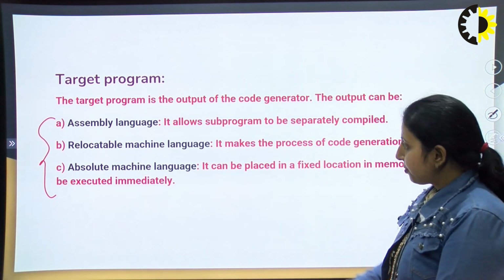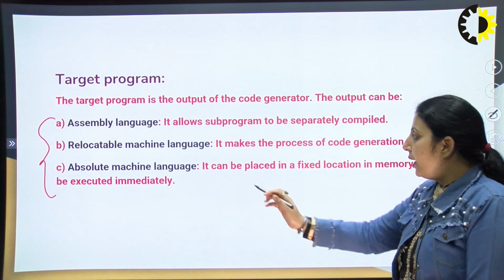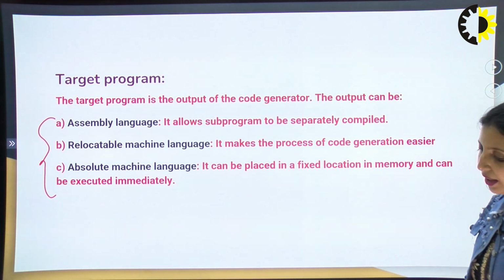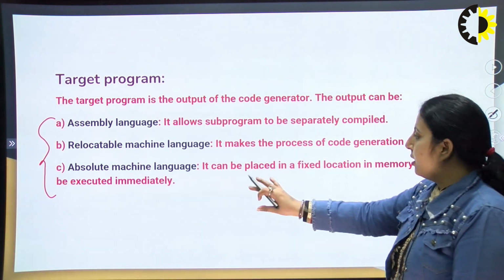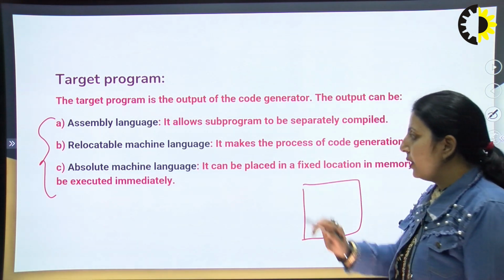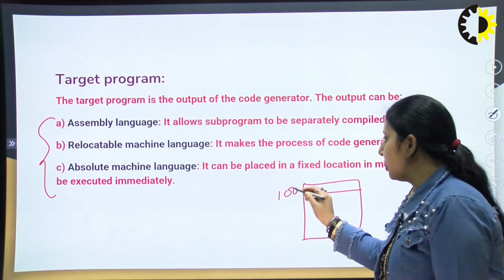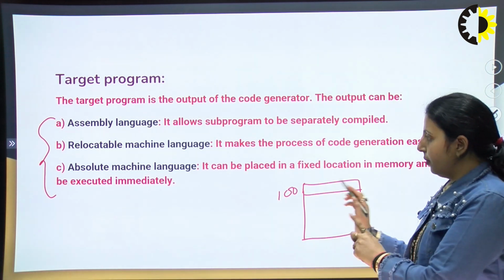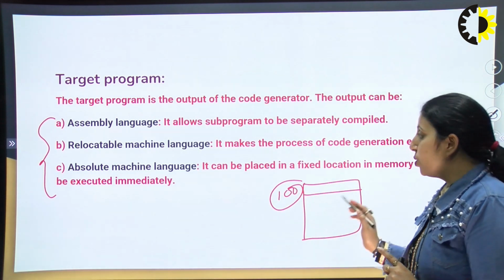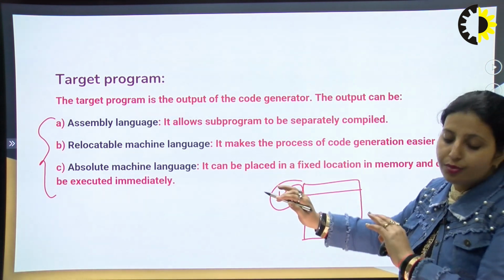Let me start with the absolute machine language. What does it mean? It can be placed in a fixed location in memory and can be executed immediately. As we know, it can be placed in a fixed location. If this is the memory, then the absolute machine language is fixed. If it is location 100, then the code written there is fixed, meaning it will never change. So that's why absolute machine language is basically used for small programs.